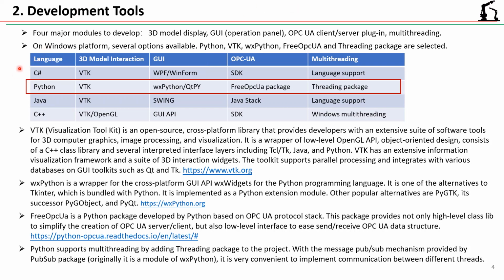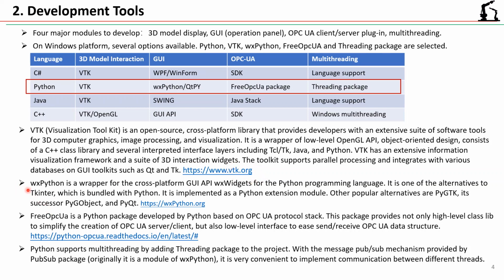Among those choices, I selected Python because it's a high-level language, very easy to program, and has a lot of package support. For robot visualization and interaction, I chose VTK, which is a pretty good 3D computer graphics programming library. It is a wrapper of the low-level OpenGL API. A lot of information can be found on the VTK organization website.